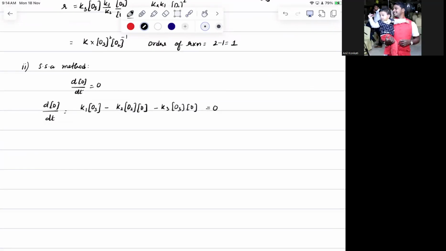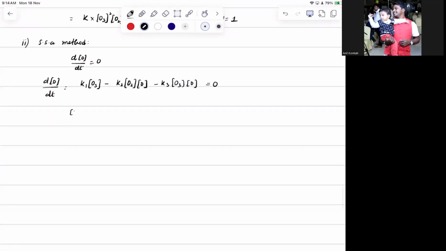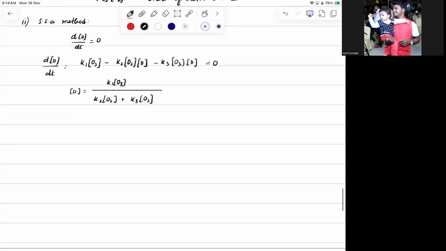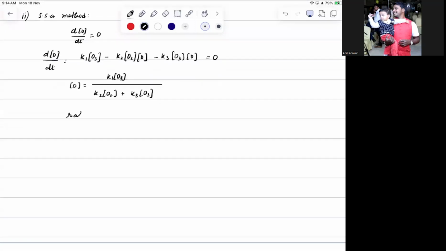And this has to be kept 0. So you can notice that O will be equal to K1 O3 concentration divided by K2 O2 concentration plus K3 into O3 concentration. And if I write the rate now, rate of the reaction is equal to K3 into O3 into O. This is the intermediate we were able to figure out, and we need to replace that.